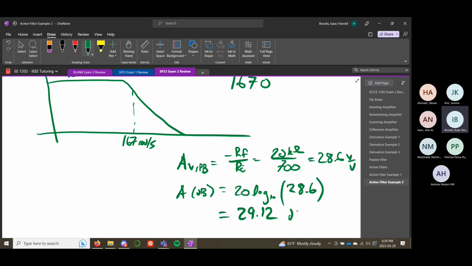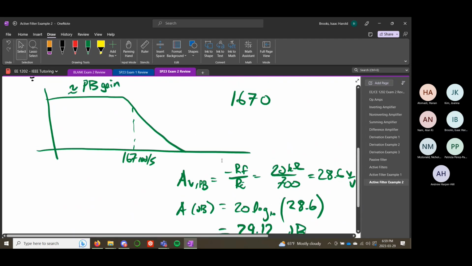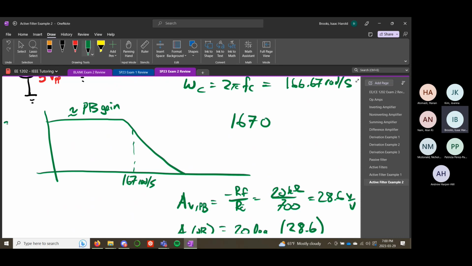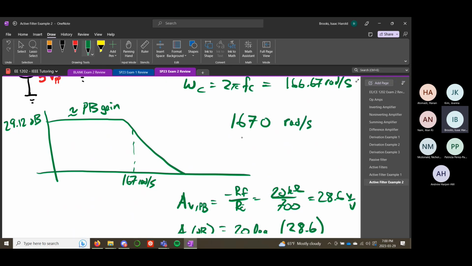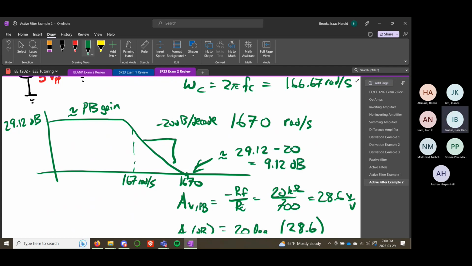That's in decibels, 29.12 decibels. So now if we were given something like 1670 radians per second, we would say that that is 20 dB per decade. So at 1670, we would say that the gain is approximately 29.12 minus 20, which is 9.12 decibels.